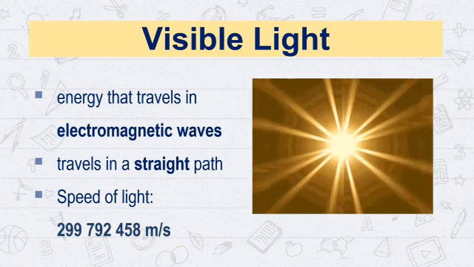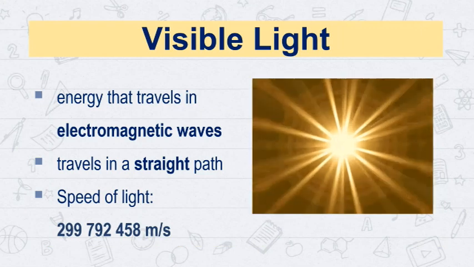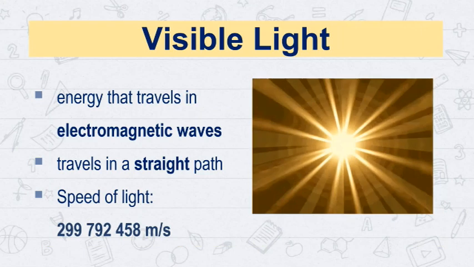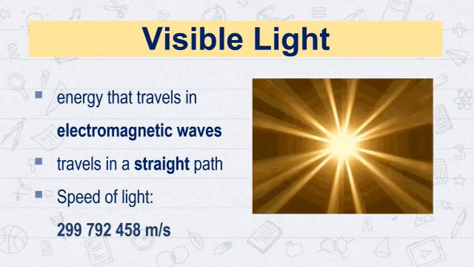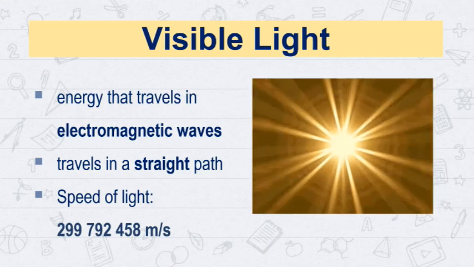Visible light is an energy that travels in electromagnetic waves. It travels in a straight path and in a vacuum has a speed of 299,792,458 meters per second. Imagine how fast that is. Just think of sunlight reaching the Earth in just 8 minutes.